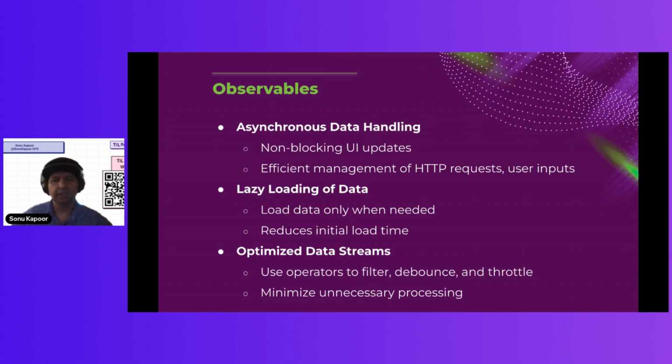And lastly, observables allow for optimized data streams through the use of RxJS operators. You can filter out, for example, unnecessary data, debounce user inputs to avoid excessive processing, and even throttle events to manage the flow of data efficiently. By minimizing unnecessary processing, observables help keep your application running smoothly even under heavy load.